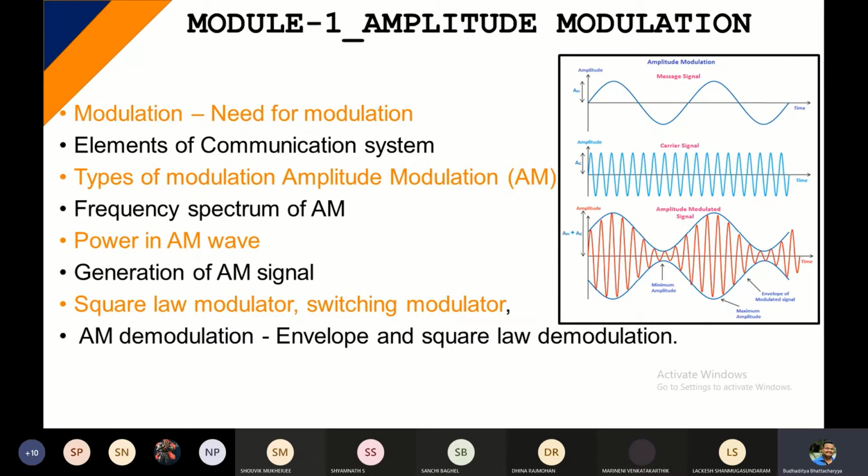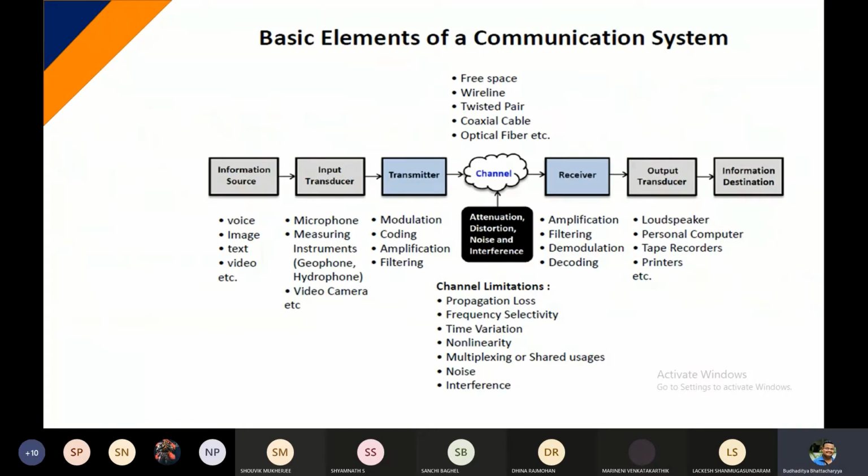Then we come to the generation of AM, that is a transmitter. If I design an amplitude modulation transmitter, then how we are going to generate it. For that, we have two examples: square law modulator and switching modulator. And finally, we will come to know how the demodulation will take place. So all this will be clear by this diagram. Please take a close look at this, and then it will be very, very clear to all of you what we are talking about.